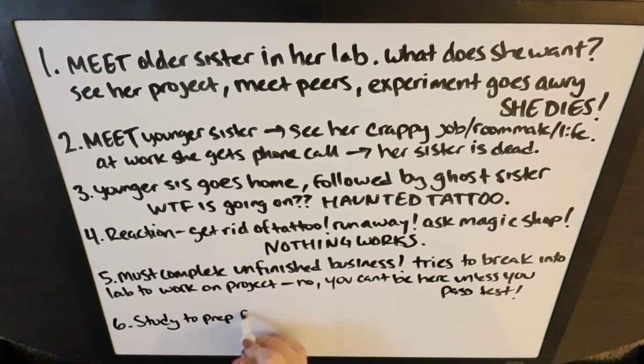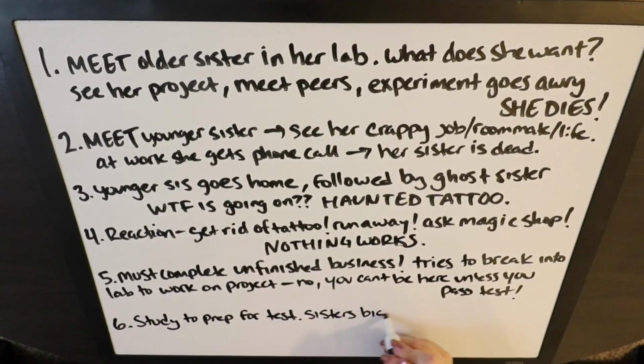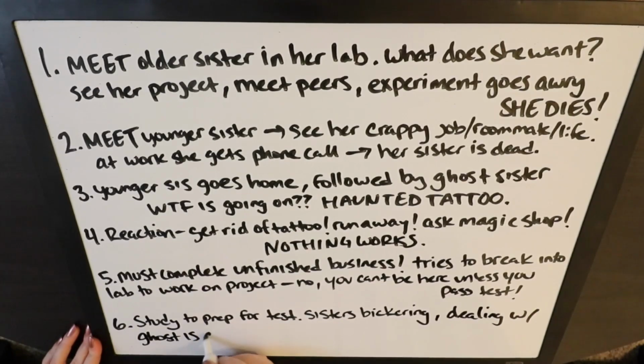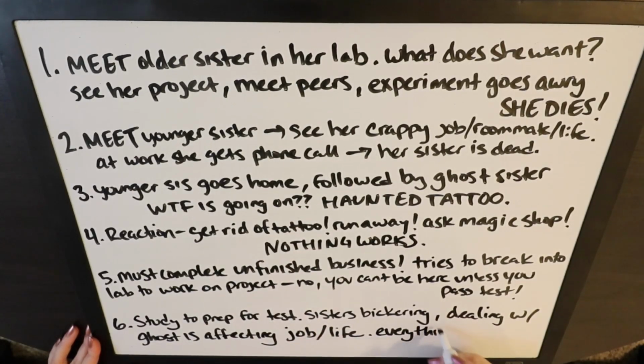Now the younger sister has to study and prepare for this test and interview, and also the sisters have to spend time together, which is not a good idea because they don't get along, so they're constantly bickering while they're trying to work together. Maybe younger sister's life and job are being negatively affected by all this. Like maybe the boss cut back her days and her shifts, and now she might not make rent. She can't focus on her waitressing job when she needs to be studying so she can pass this admissions test and get rid of her sister's ghost.